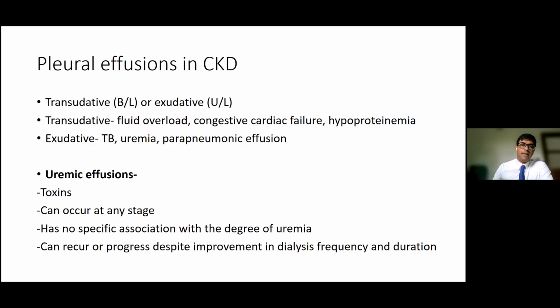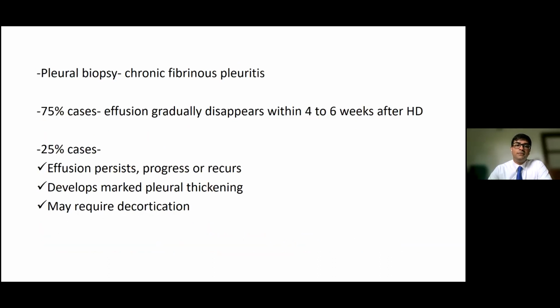Uremic effusions are mainly due to toxins, and they can occur at any age, irrespective of the stage of chronic kidney disease. They can worsen following dialysis, and it is independent of dialysis frequency and duration. Pleural biopsy will show chronic fibrinous pleuritis, and 75% of cases will improve following initiation of dialysis. However, 25% may progress into a chronic pleural effusion with pleural thickening, which may require decortication.